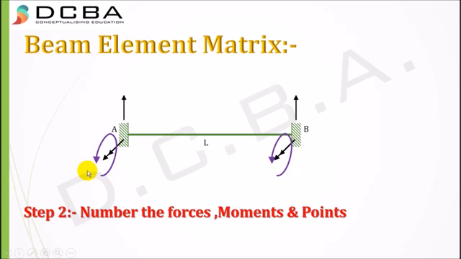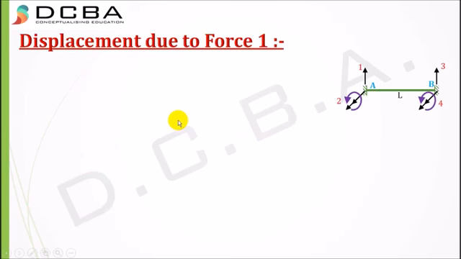Second step is to number the forces, moments, and the points. These are the points, point 1 and point 2. From now on, I'll be denoting them as point 1 and point 2 and not A and B. And these are the forces, starting from the upward force, vertical force 1, the second is the moment, third is force 3, and fourth again the moment. This is a very important step because these numbers are going to act as markers to draw your matrix. Now let's get started with the beam element matrix.